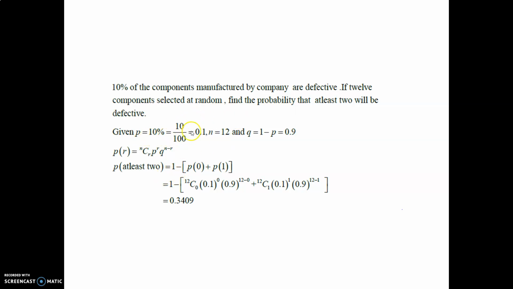P is equal to 10%, 10 upon 100, 0.1. N is equal to 12. Q is equal to 1 minus P, 0.9. P of r is equal to nCr, p raised to r, q raised to n minus r. At least 2 is 1 minus, P of 0 plus P of 1. That is 1 minus 12C0, 0.1 raised to 0, 0.9 raised to 12 minus 0, plus 12C1, 0.1 raised to 1, 0.9 raised to 12 minus 1. Simplify using the scientific calculator 82fx, and we get 0.3409 as the final answer.